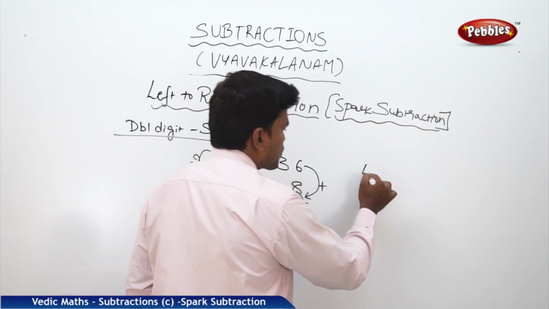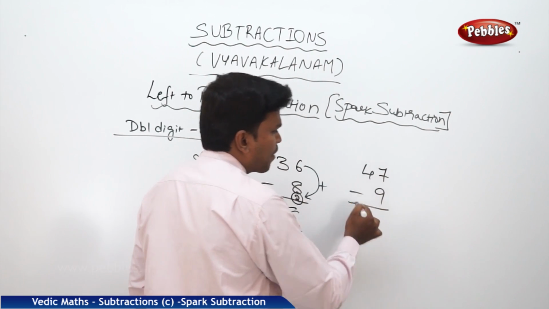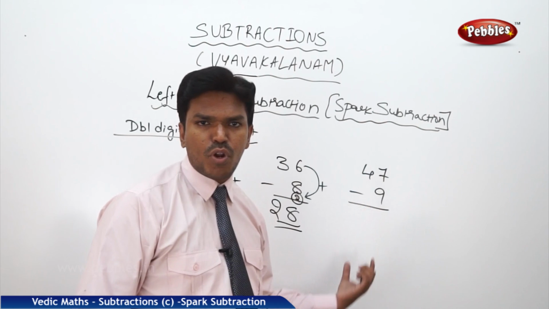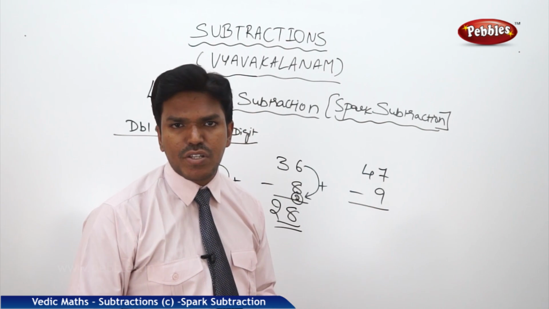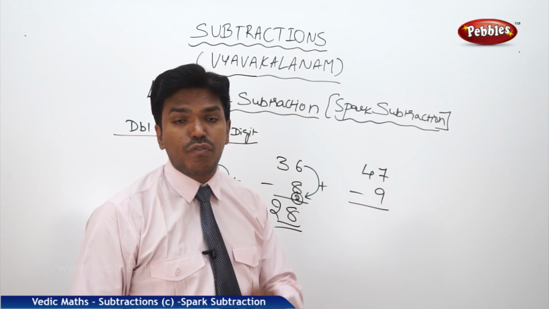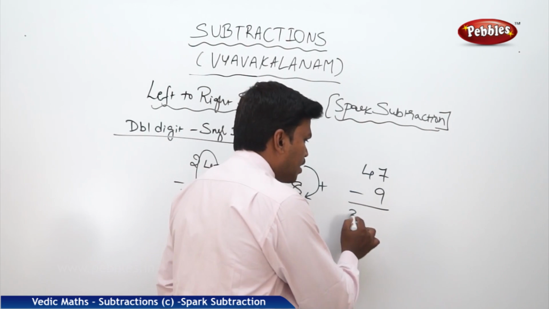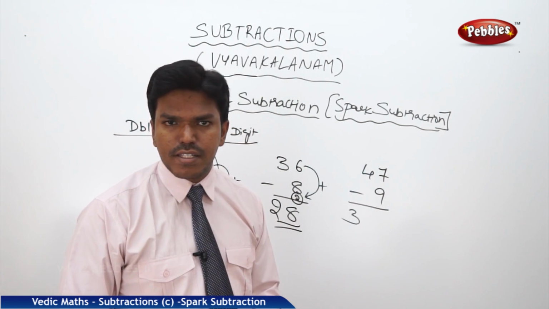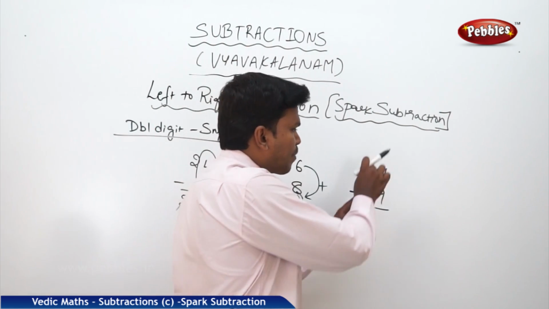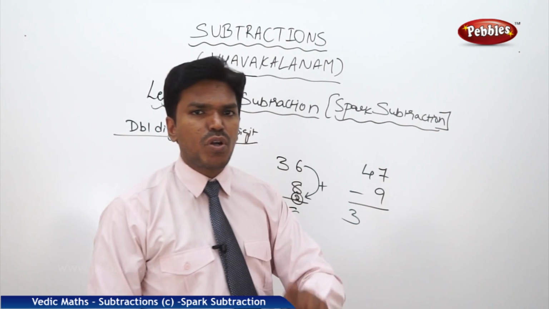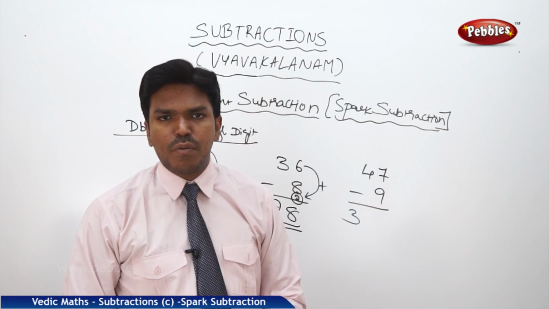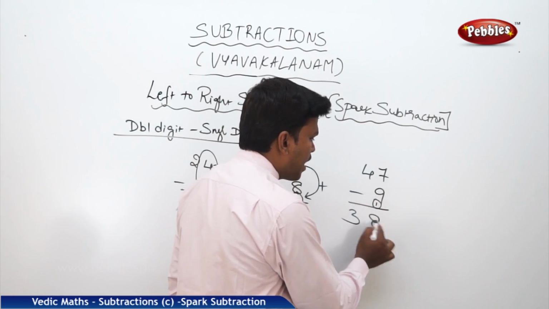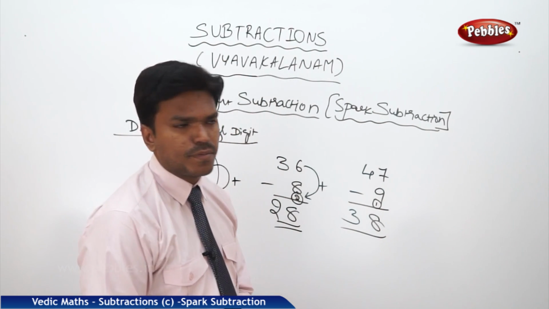Next, suppose 47 minus 9. Now we'll start left to right. So drop 4 as it is, but before dropping 4, check whether the next numbers are match or mismatch. Yes, they are mismatched. So 4 becomes 3. Since they are mismatched, we cannot directly subtract. So we bring the above number 7 and add it to the below number's complement, that is 9's complement, 1. So 7 plus 1, how much? 8. So my answer is 38.